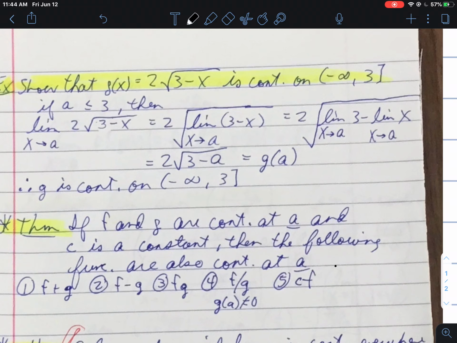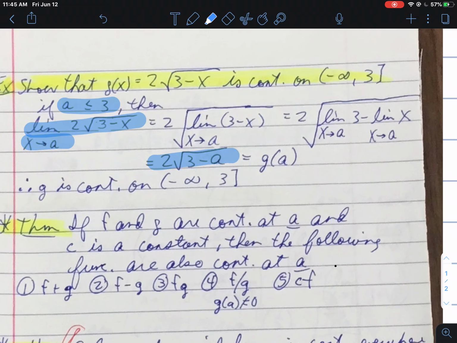So check. Second requirement, we have to look at the limit as x approaches a of our function. Again, this a value could be any a value in that interval from negative infinity to 3. So we do have the limit as x approaches a of 2 square roots of 3 minus x. And I broke this down using the limit laws. But you could use direct substitution here, because as long as it's in the domain of the function, that's going to be true also. I went through the limit laws and broke it down step by step, but essentially, it's still direct substitution.